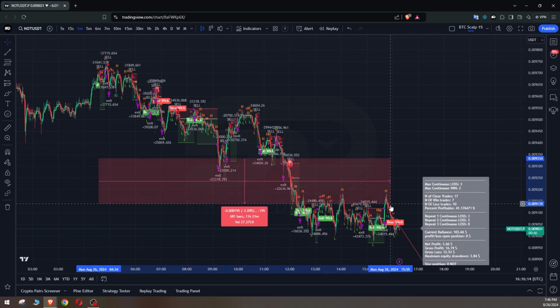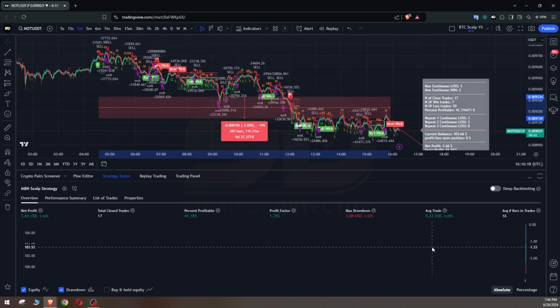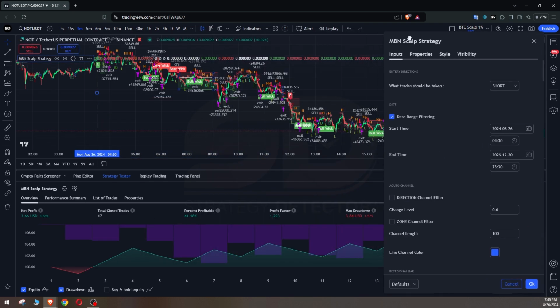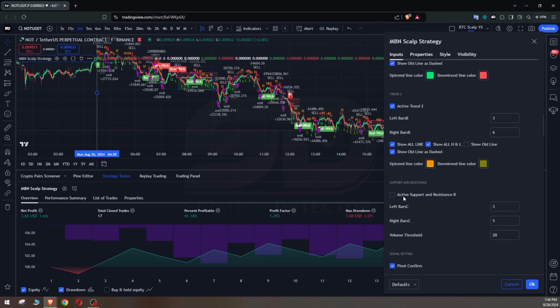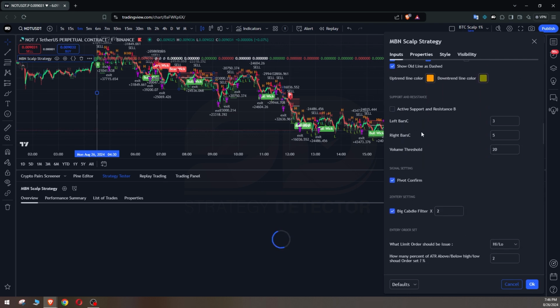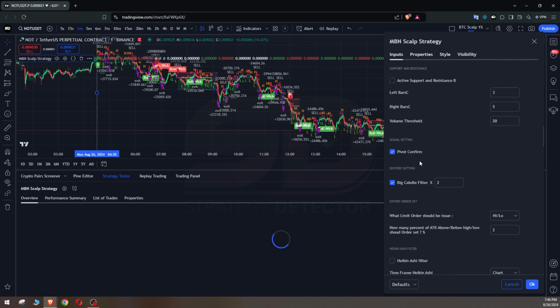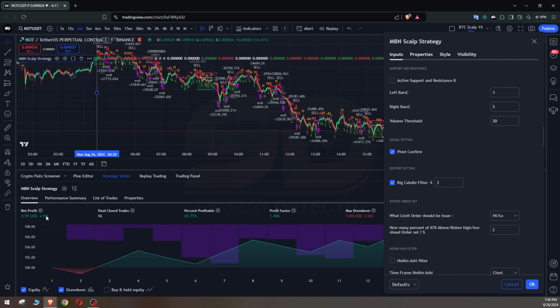For instance, in the past 10 to 12 hours, with the settings applied, this strategy has achieved a 3.5% profit. By adjusting the settings, I can change the type of profitability as well. For example, I can remove support and resistance and set it so that the position is not entered with the break of support and resistance. Additionally, I can adjust the settings so that the order is based on close of the candle.